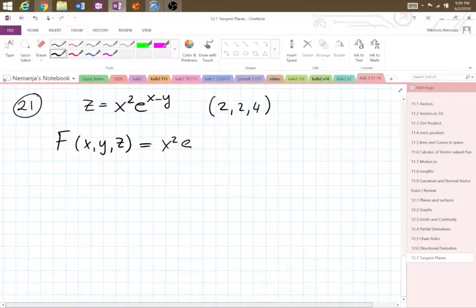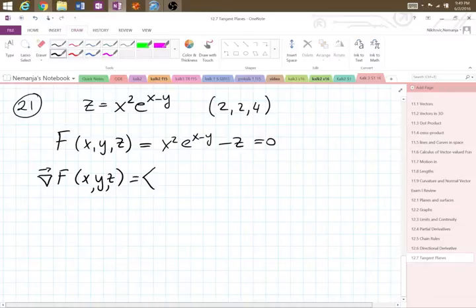x squared e^(x minus y) minus z equals 0. So that would be our first thing. Then we have del f with respect to x, y, z. So the partial derivative with respect to x, well, that's the product rule, so copy the first one times the derivative of the second, plus copy the second and then the derivative of the first. Then with respect to y, we copy everything, so it's minus x squared e to the x minus y, and then the derivative with respect to z is negative 1.